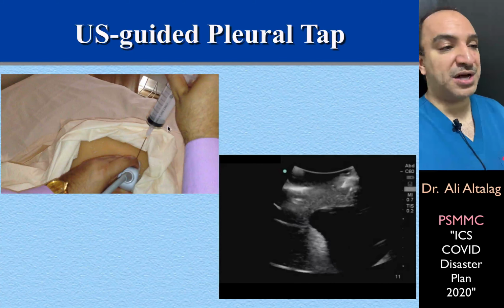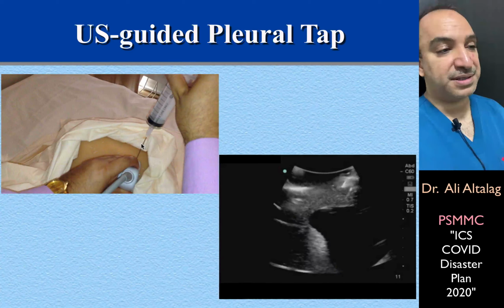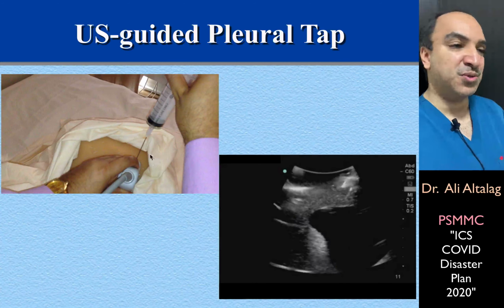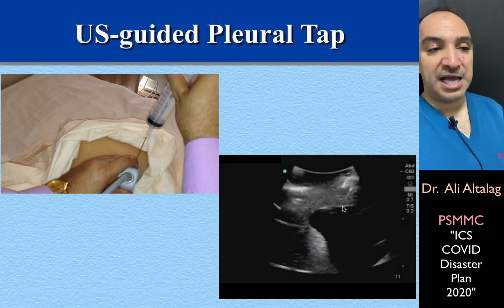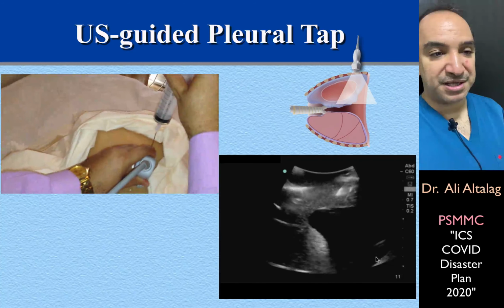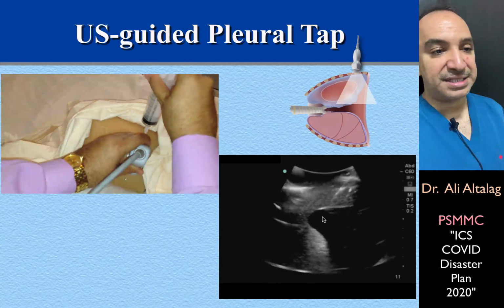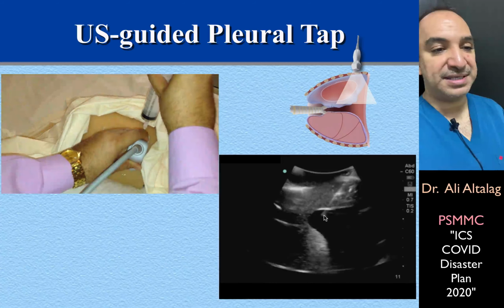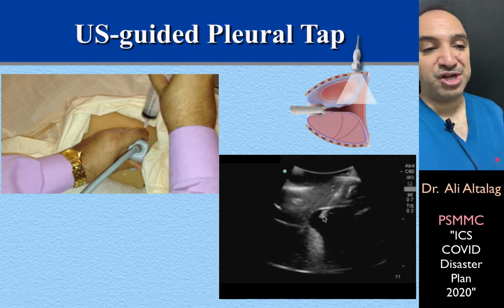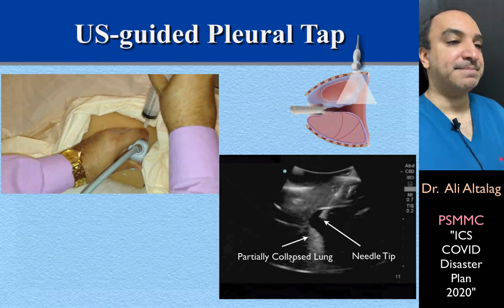This is how we do ultrasound-guided pleural tap in a dynamic way. This is the needle, this is the transducer. I'm just doing it in a phantom. And you could see that the needle is starting here. This is the collapsed lung, here's the diaphragm. And this is the needle going in and reaching the pleural space for fluid aspiration. So this is the tip of the needle, this is the partially collapsed lung.